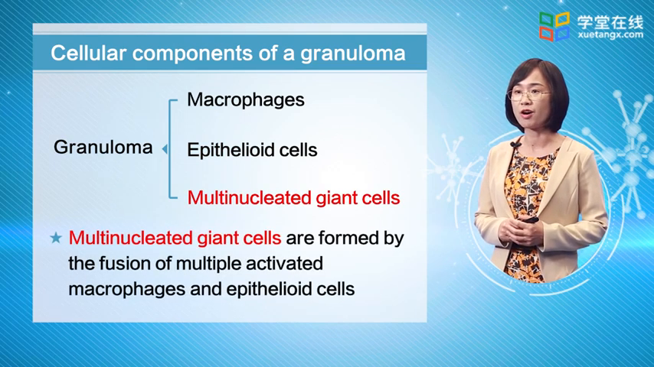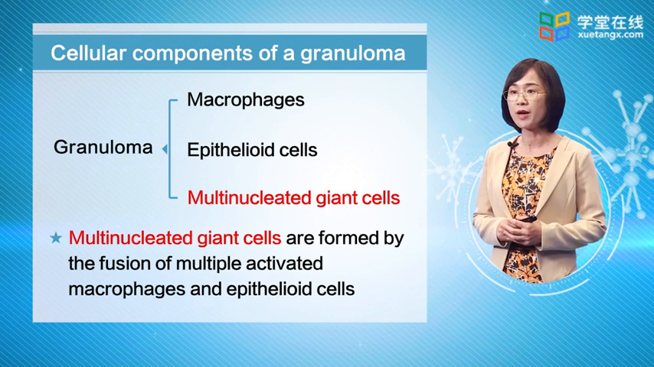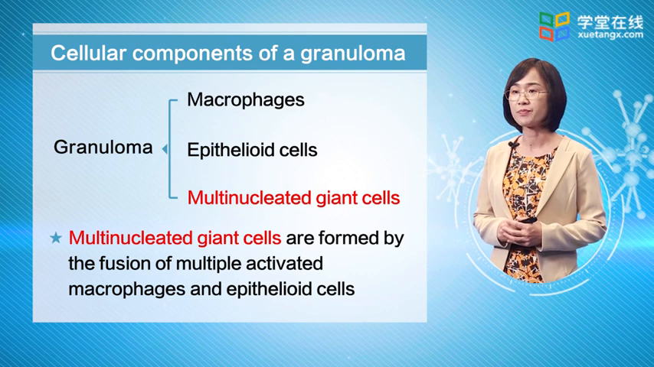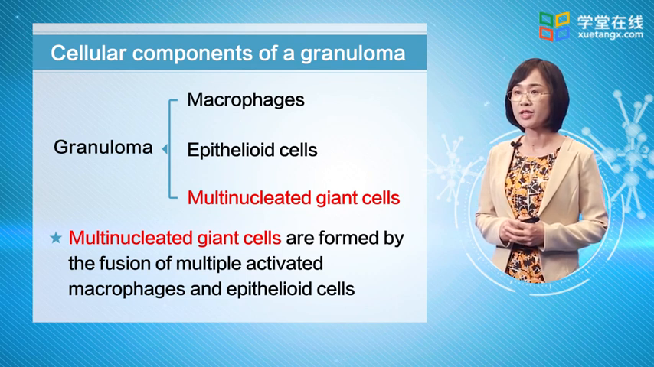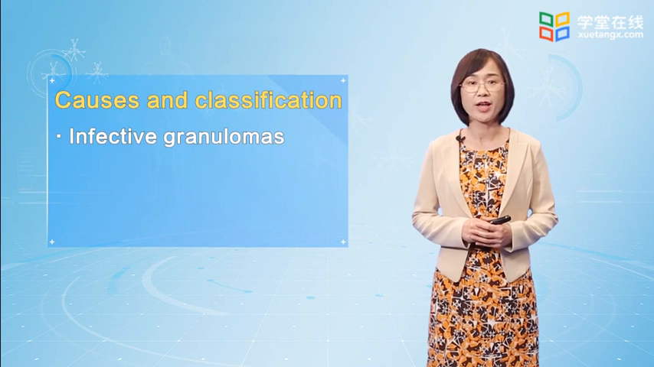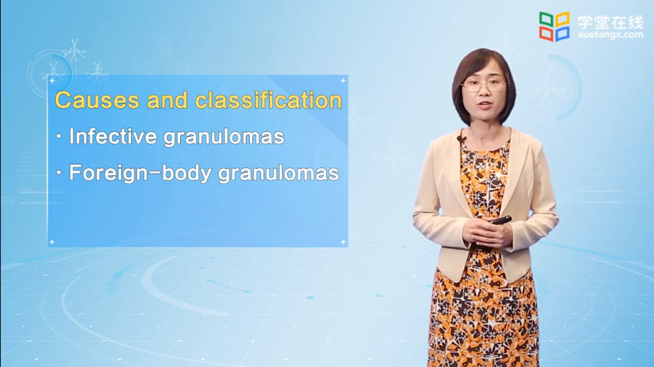Multinucleated giant cells are formed by the cytoplasmic fusion of multiple activated macrophages and epithelioid cells, such as Langhans giant cells and foreign body giant cells. In chronic granulomatous inflammation, we have infective granulomas, foreign body granulomas and others.